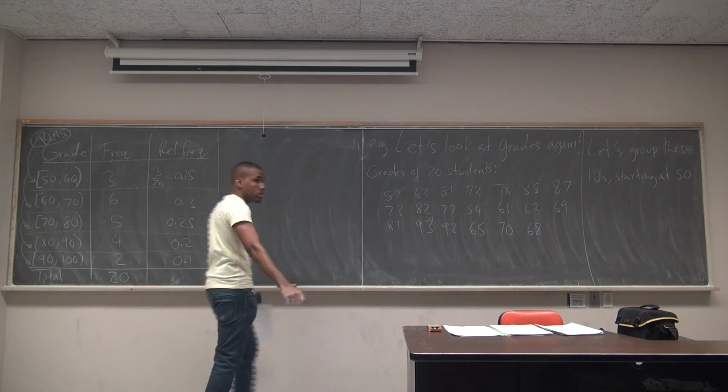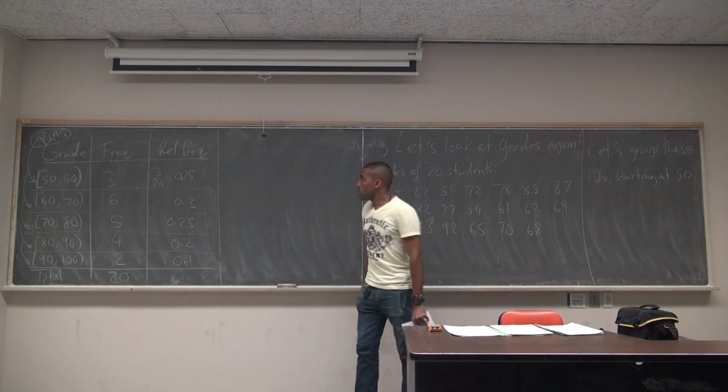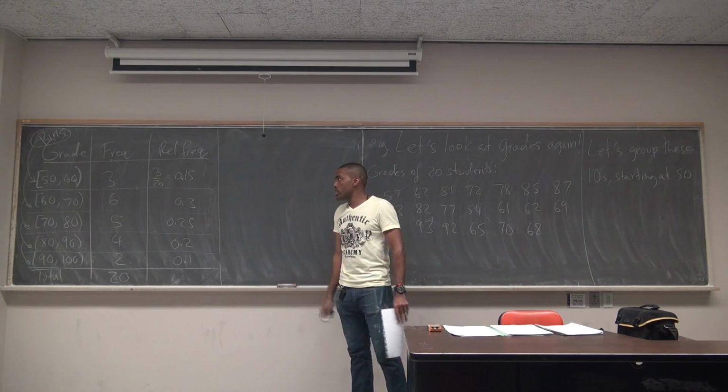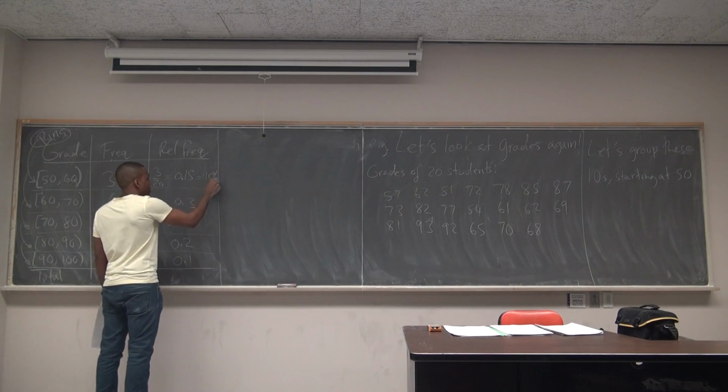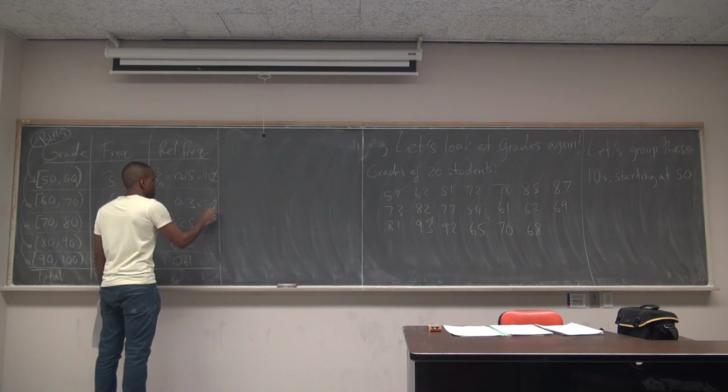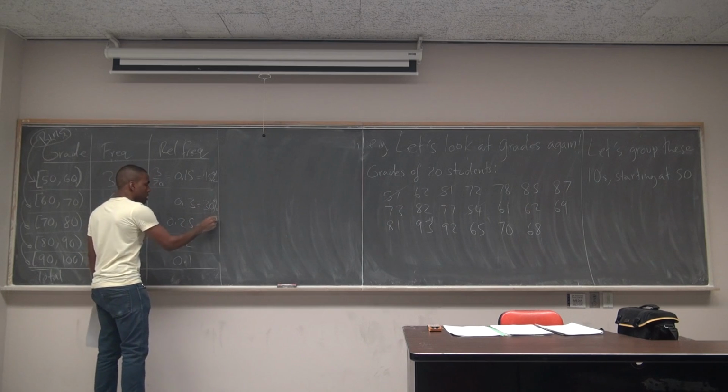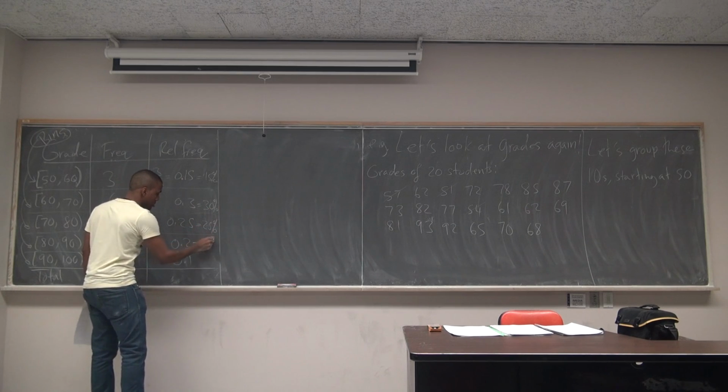I thought relative frequency was supposed to be a percent. Percent written in decimal is the same thing. It's equivalent, right? So this is 50%, 30%. You can write it as a decimal. There's no difference.